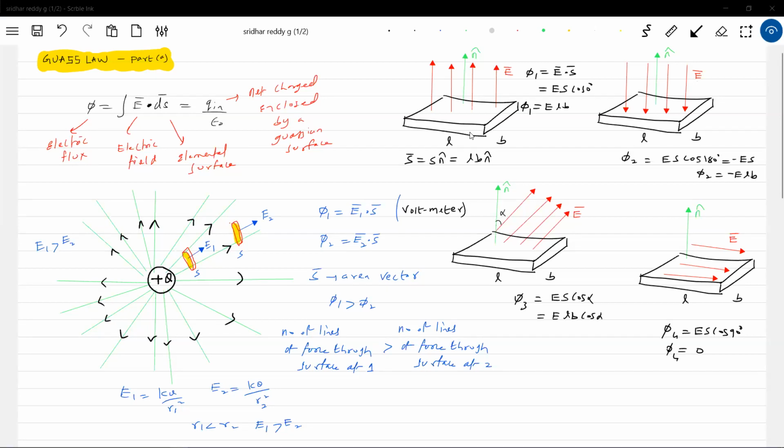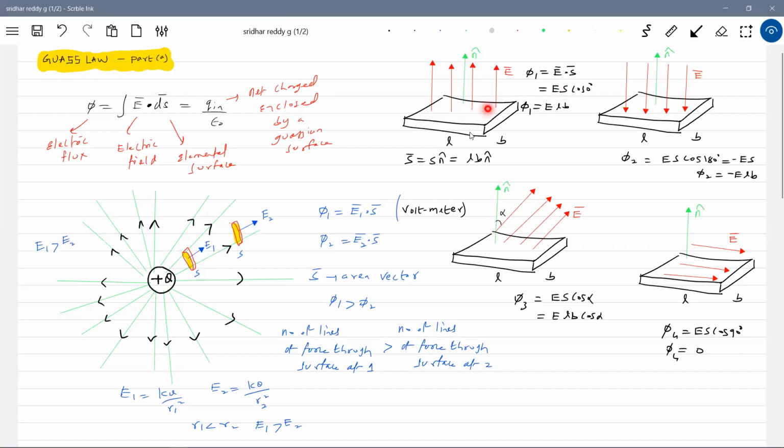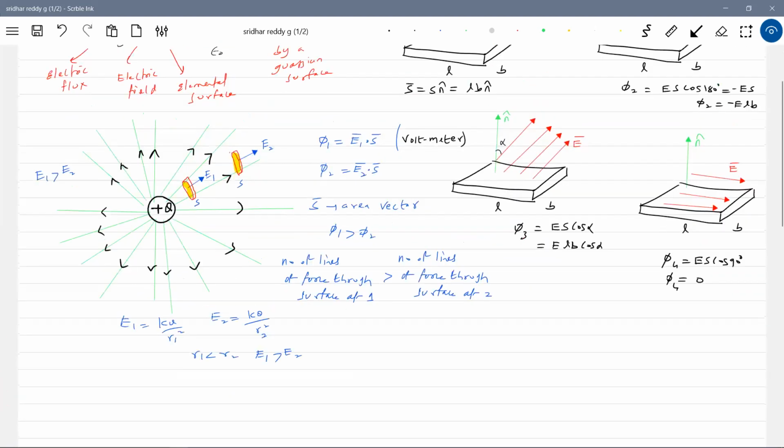So like this, we introduced the idea of electric flux. You can directly multiply the field strength into area if the field is uniform, that is, if at all points on a surface the electric field strength is constant. If the field strength is different at different points, we'll take one more example. Just see once.